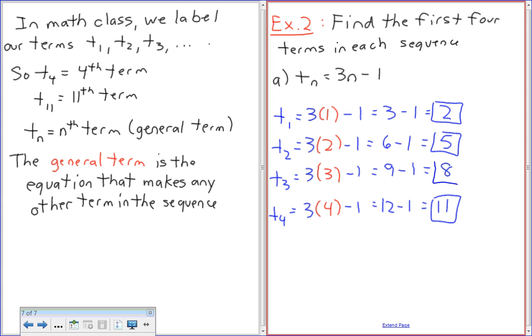Again, if you think back to slope, this equation is like 3x minus 1. It has a slope of 3. And if you look at my y values, or what the term numbers are, 2, 5, 8, and 11, their first difference is 3, so it makes sense the equation shows a slope of 3. Good? Ready for more difficult? Okay.